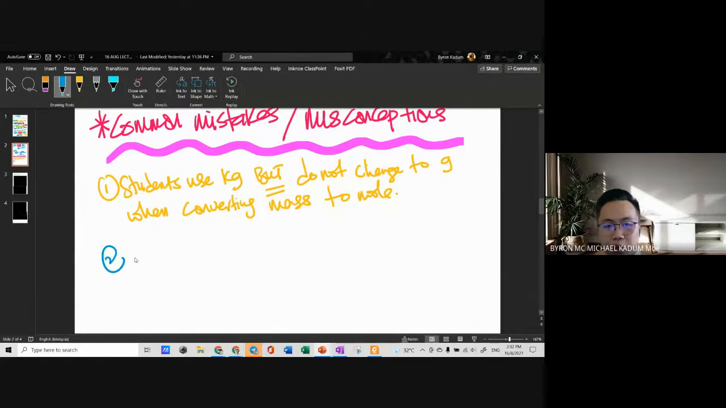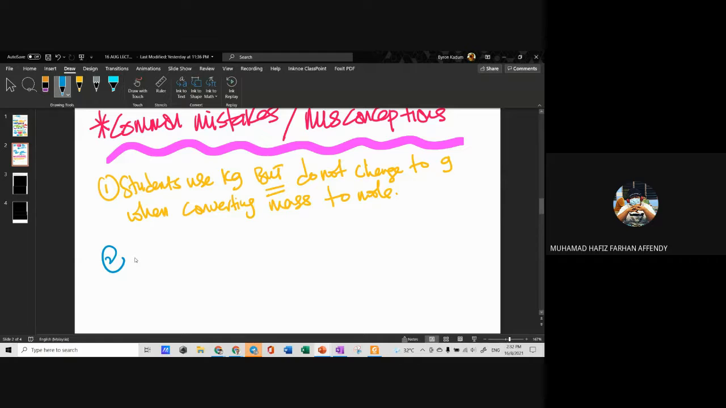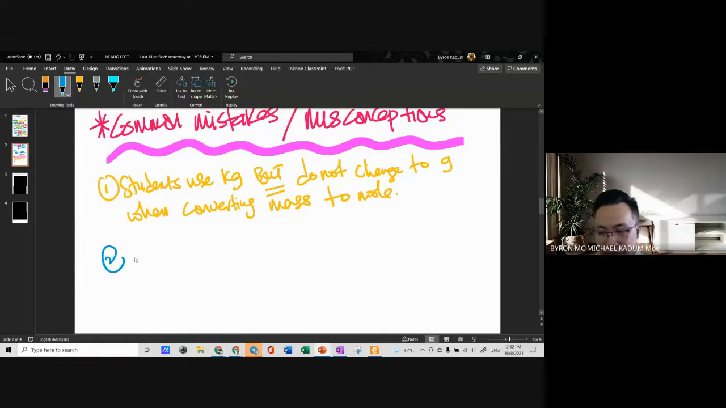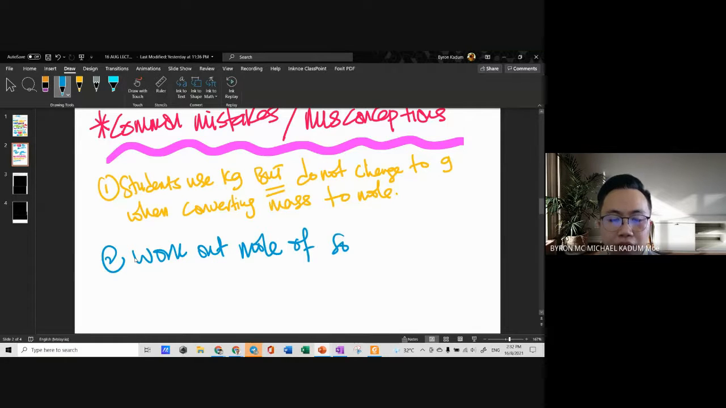Okay, they use different solvent. Sometimes there is H2O. Yes, that is one, because you do not know that you need to consider H2O. Another common mistake is when they try to work out mole of solution. This is incorrect, okay?